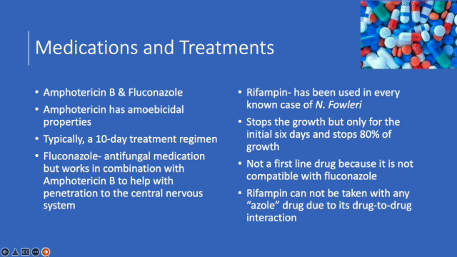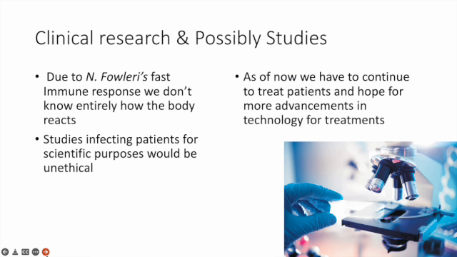And if you end up taking like a nursing course or a pharmacology course, you'll learn that anything that ends in azole is antifungal. So I found that really interesting that they combine an antifungal to treat an amoeba medication. But the role of the fluconazole is that it actually helps penetrate the central nervous system deeper. So it allows the amphotericin B to further penetrate. They also might use rifampin, which has been used in every known case of N. fowleri and stops about 80% of the growth.